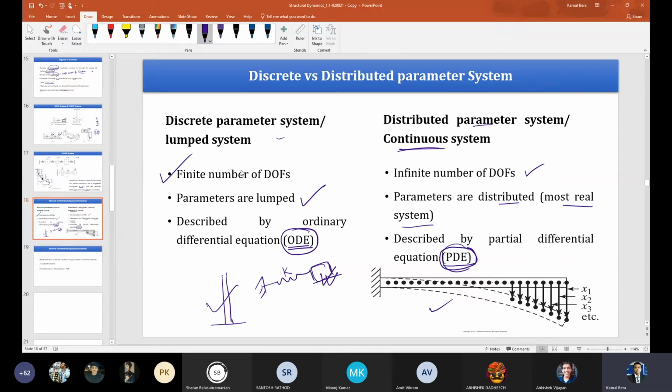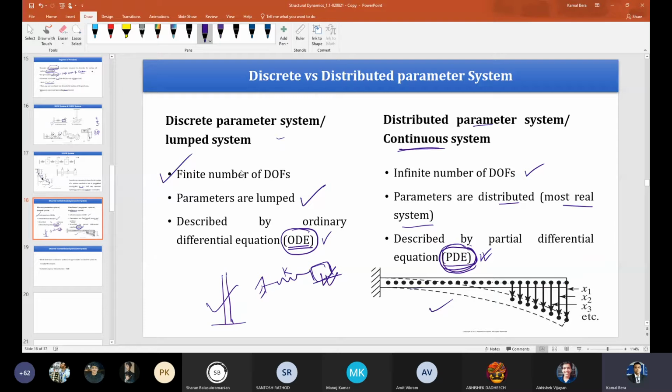Solving a partial differential equation is much more difficult compared to an ordinary differential equation, and it becomes more complicated, and even in some cases impossible, if the system is very complicated or not uniform. Let's say this simple cantilever beam. If it is prismatic, uniform and homogeneous in nature, then you can solve the partial differential equation and get a closed form solution.